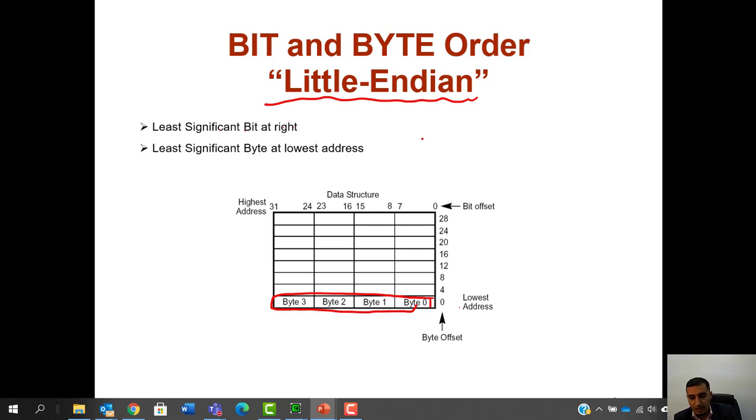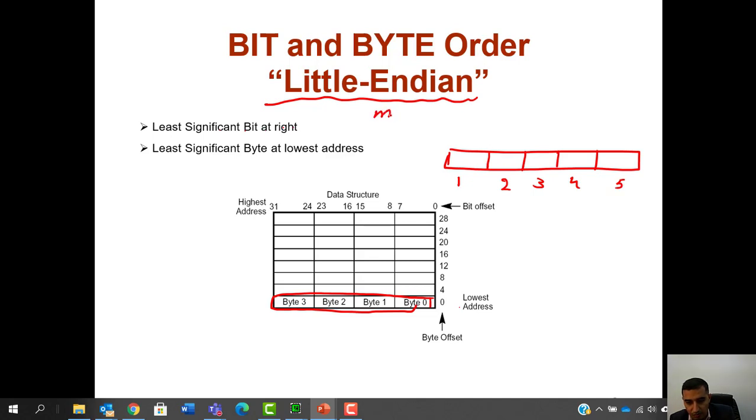What does that mean? It means if I have memory, and this memory will have the addresses, address 1, address 2, address 3, address 4, and address 5, and I tell you move A347 to memory location 1. So the least significant byte is saved at the lowest address.